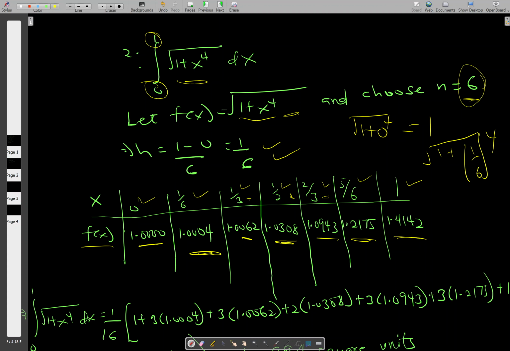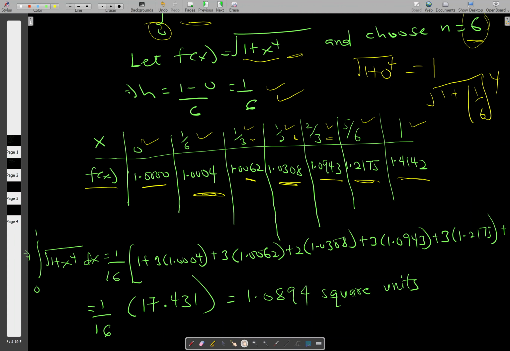Now using Simpson's 3/8 rule, you see h was 1 over 6. So we multiply 1 over 6 by 3 over 8. 3 goes into 6 twice, so 1 times 1 is 1, over 8 times 2 is 16. So that's why we obtain this 1 over 16 here. Now the first term is 1, so we don't multiply by any value. The last term is 1.4142. We don't multiply it by any value either. We have it here.